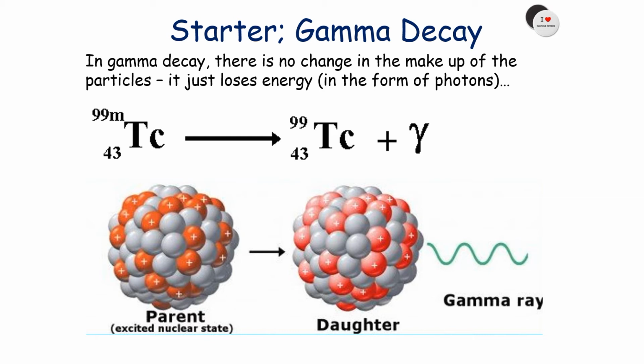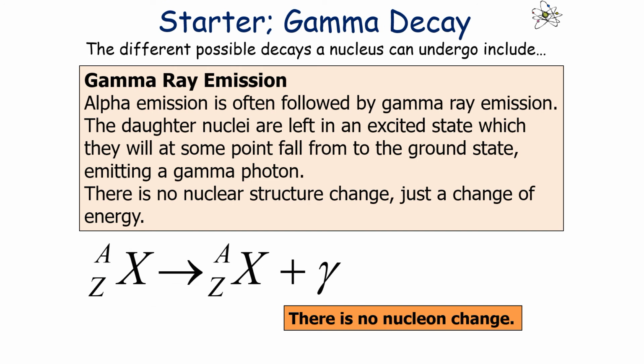Now, in gamma decay, there is no change in the makeup of the particles, it just loses energy from the nucleus in terms of photons. So gamma emission is as follows. Alpha emission is often followed by gamma ray emission. The daughter nuclei are left in an excited state which will at some point fall to the ground state, emitting a gamma photon. And there's no nuclear structure change, there's just a change of energy.